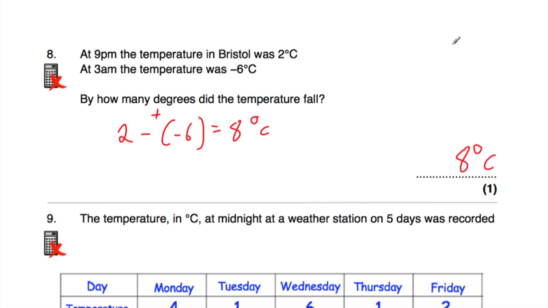Alternatively, we could consider a number line, and we want to see how much you would go down by to get from 2 down to negative 6. So we would take away 2 to begin with, so that would bring us down to 0, and then we would go down by another 6 to get to negative 6. So altogether, the temperature would have fallen by 8 degrees Celsius. So the answer would be 8 degrees Celsius, and that's it.